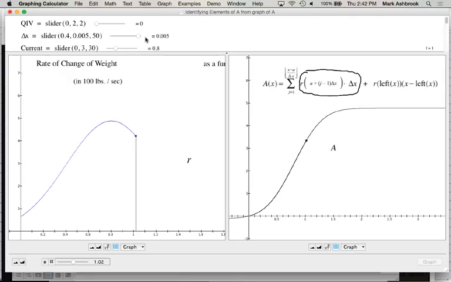Okay? All right? So this is the idea of getting to approximate accumulation. We'll make those intervals smaller and smaller until we can't tell the difference. And then if we can't tell the difference, indistinguishable, then we've converged to exact accumulation.